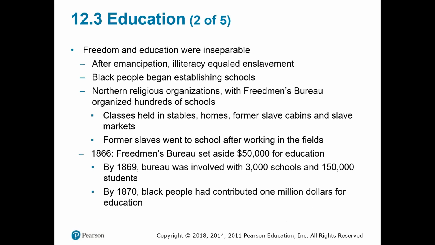All right, education. Let's go through that. Education and freedom were inseparable. What do I need you to take away from this? Again, look, 1866, the Freedmen's Bureau set aside 50K. The Bureau set aside a little bit more money. This is great. But look at the bottom. By 1870, Black people had contributed over $1 million.